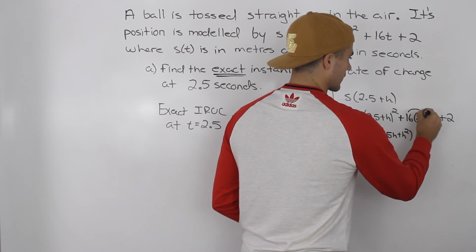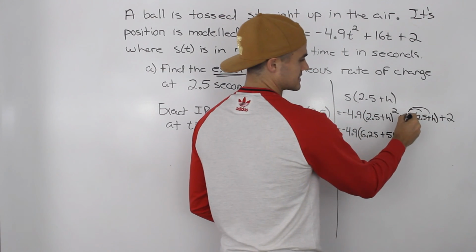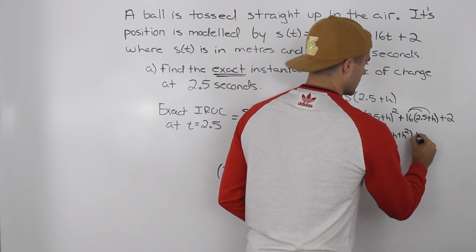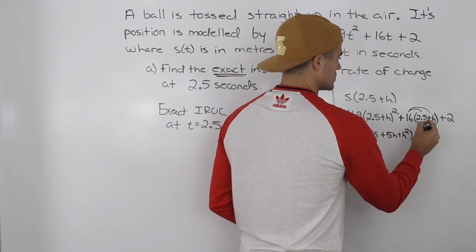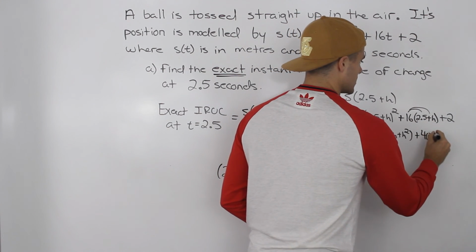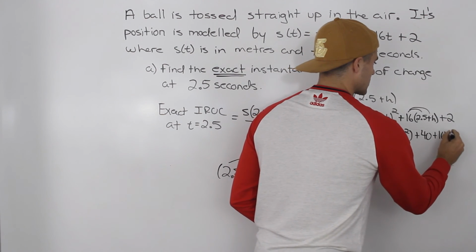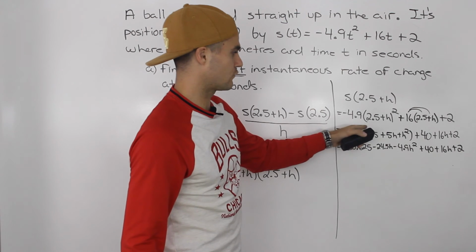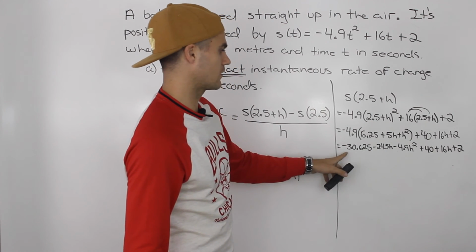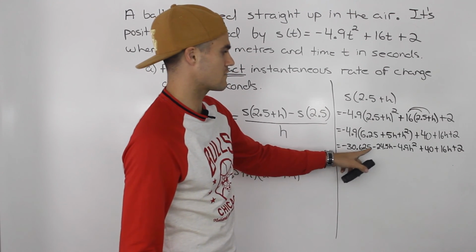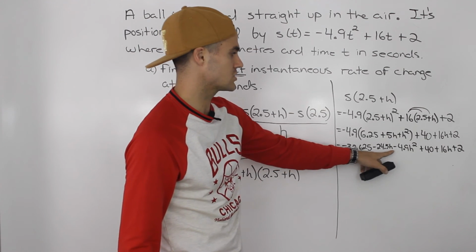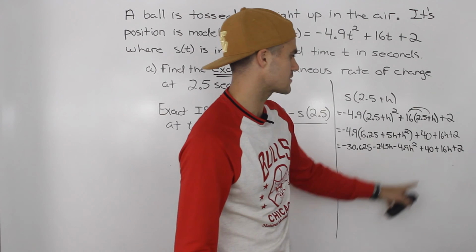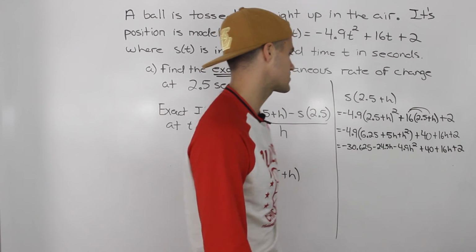And then we can distribute that 16 inside the bracket. So 16 times 2.5, that would give us 40, plus 16h, and then we still have this 2 at the end there. So then distributing that negative 4.9 in the bracket, we would end up with negative 30.625 minus 24.5h minus 4.9h squared, and then this portion stays the same, plus 40 plus 16h plus 2.